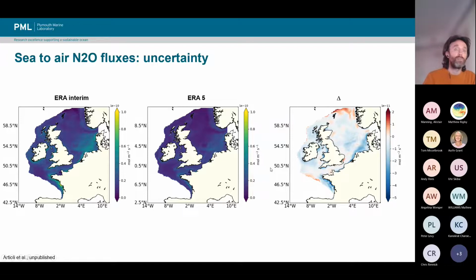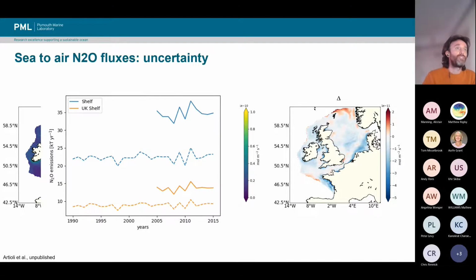And if we want to summarize this difference in the big numbers, similar to the ones we've seen before, this is the difference, and that's about a 35% decrease globally, both on the shelf and in the UK part of the shelf. So that's quite a big difference. And what is driving this difference? Why are we seeing this?